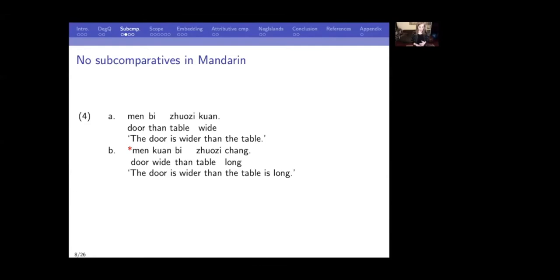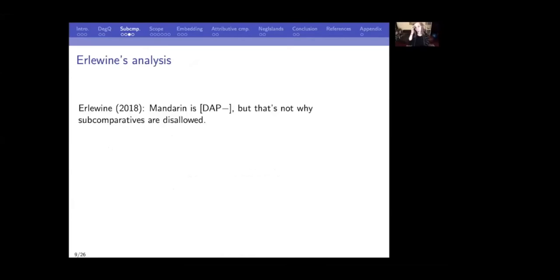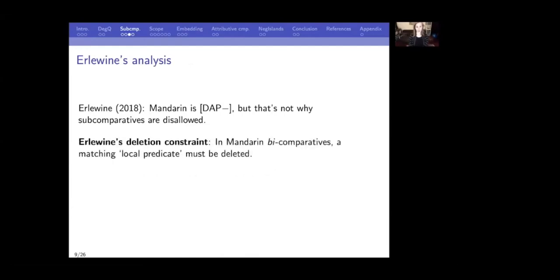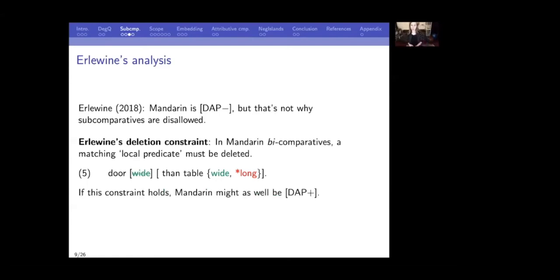There are no sub-comparatives in Mandarin. This has been observed by several authors, and Krasikova 2008 and Beck et al. 2010 use this as evidence to support the claim that Mandarin lacks degree abstraction. For Erlewine 2018, Mandarin does lack degree abstraction, but that's not why sub-comparatives are disallowed. Erlewine posits a deletion constraint on Mandarin comparatives where a matching, quote, local predicate must be deleted. Without going into detail about what that means, that rules out sub-comparatives on independent grounds. If this constraint is operative in Mandarin, then sub-comparatives do not provide evidence against the existence of degree abstraction in Mandarin.